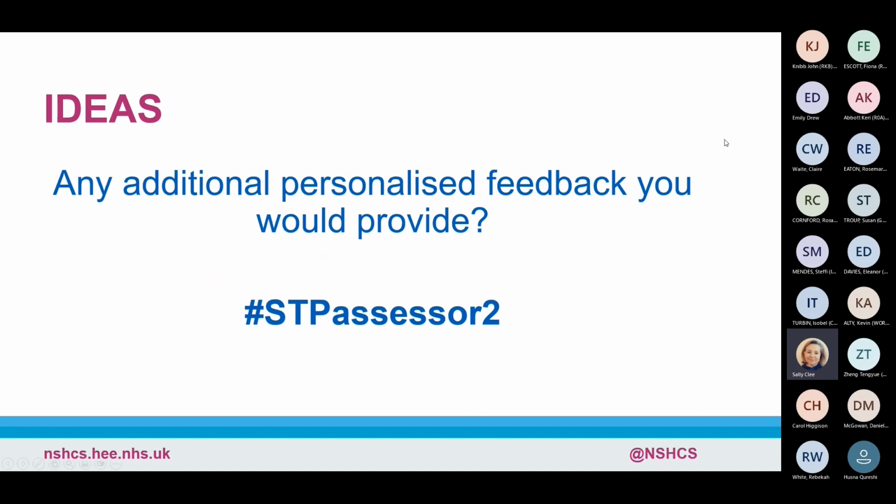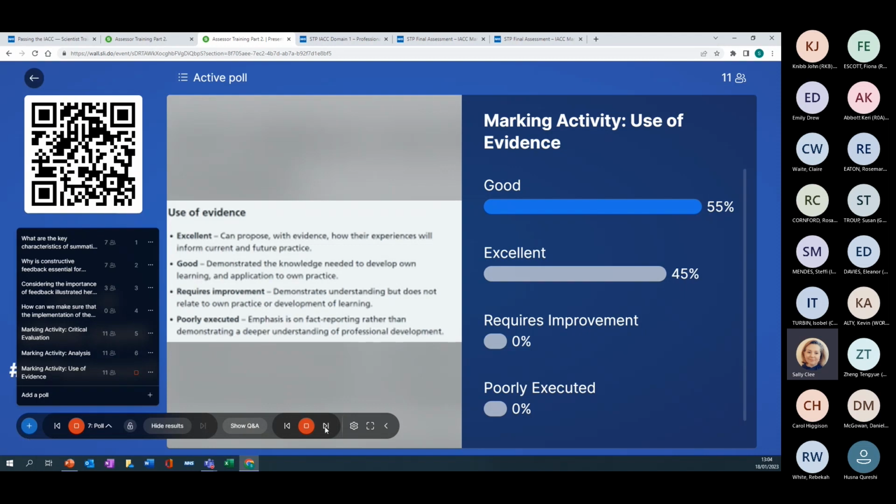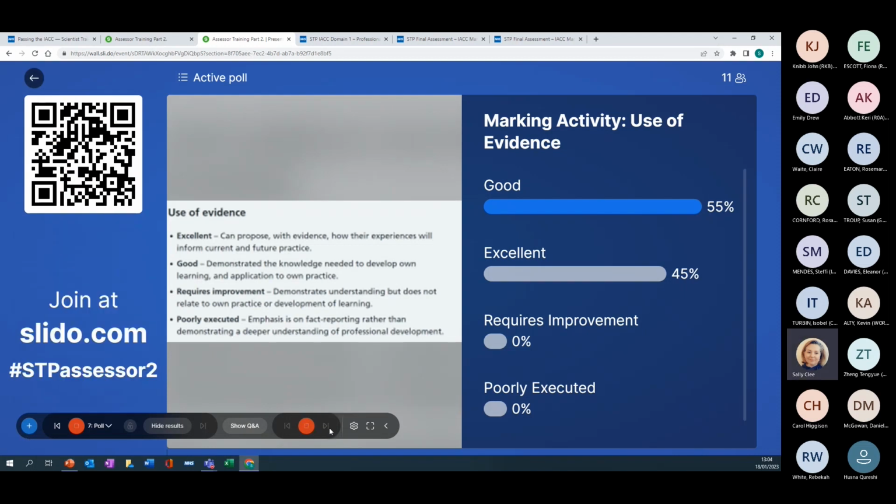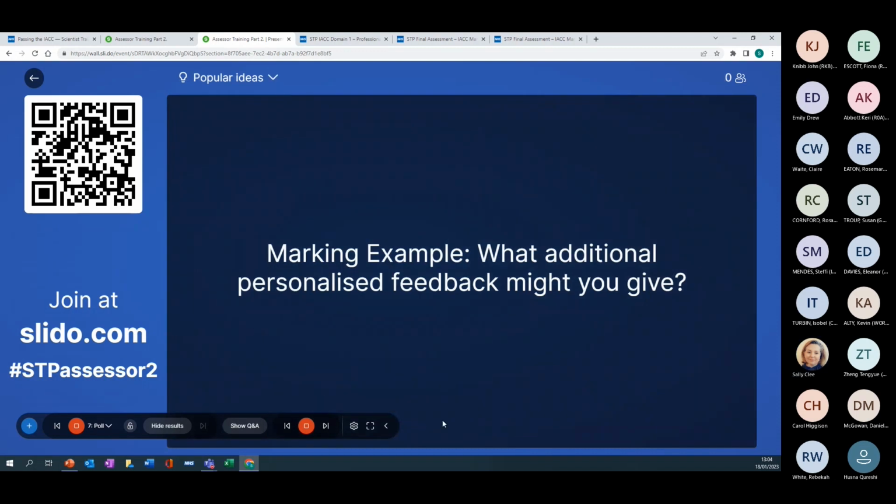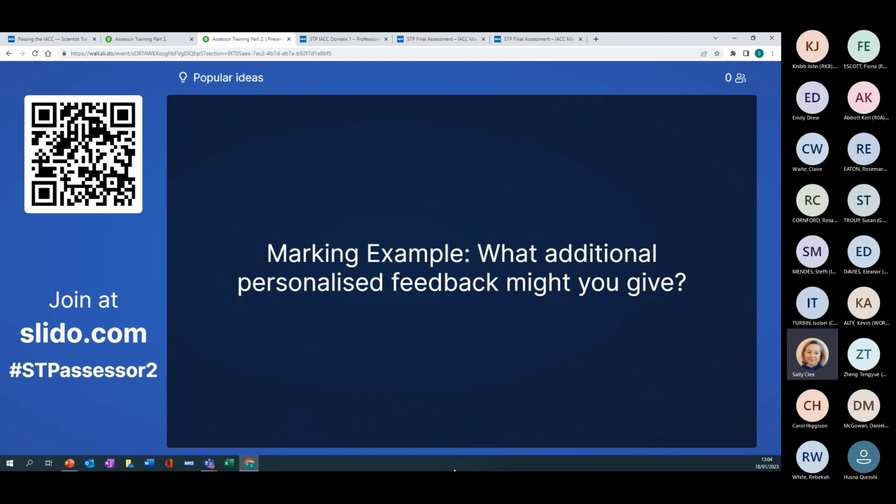Let me just open this up. In terms of personalised feedback, what might you give? In addition to maybe linking it back to the criteria and using some of the criteria to formulate your feedback, what personalised feedback might you give this person just based on that bit of extract that you've looked at? Any ideas? I won't rush you, because you might want to have a think about it.